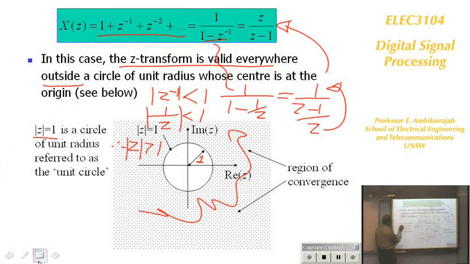So region of convergence, ROC we call it, ROC is outside in this case. So that's the basic transform of a simple step sequence. You don't need to prove all of these, but the proof is important to know because there are questions where these will come in. Not to prove this, but something else.